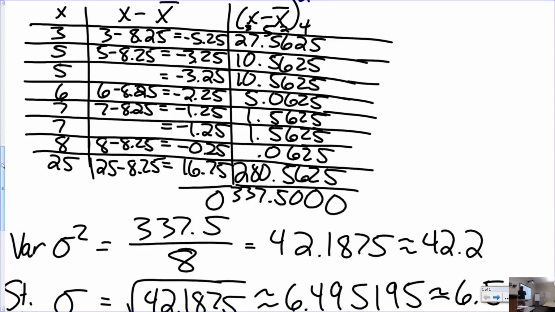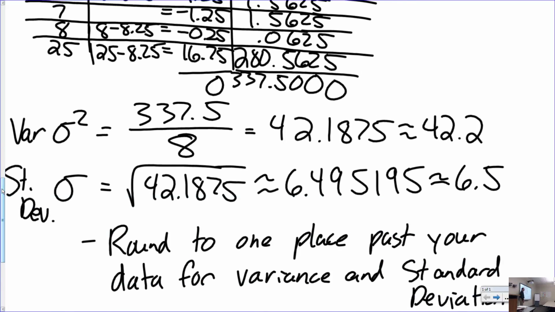And how is this problem different if I told you it was a sample instead of a population? One, you would call it S instead of sigma. And what else would we do? Divide the 11 by 7. Yeah, we would just divide this by 7, but everything else exactly the same, okay?